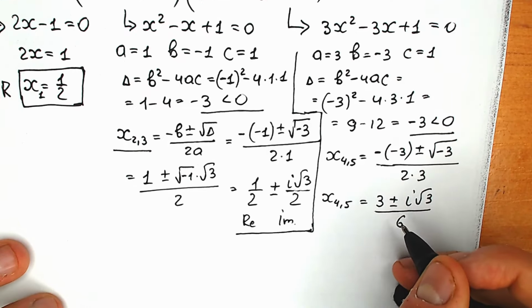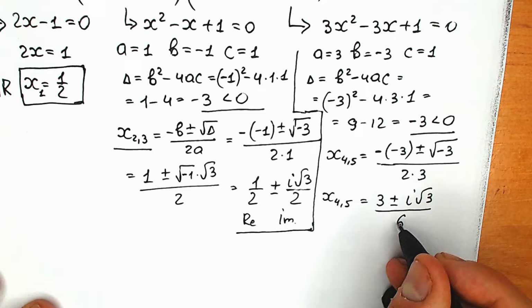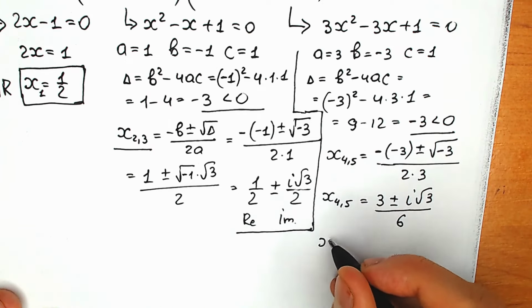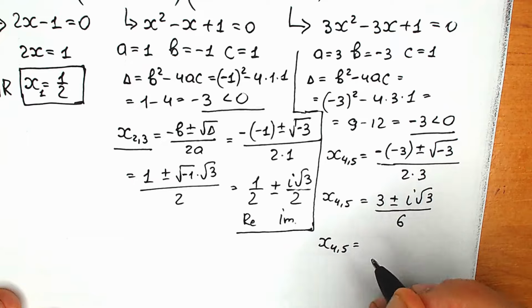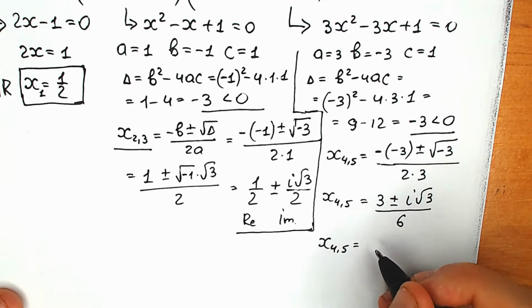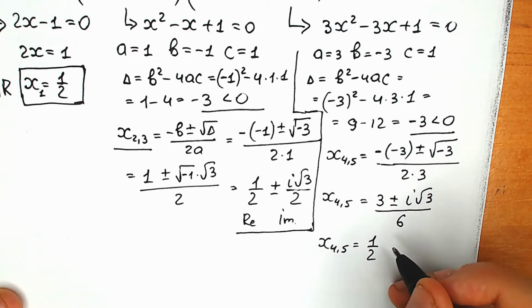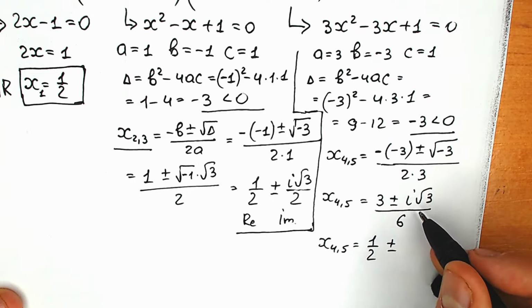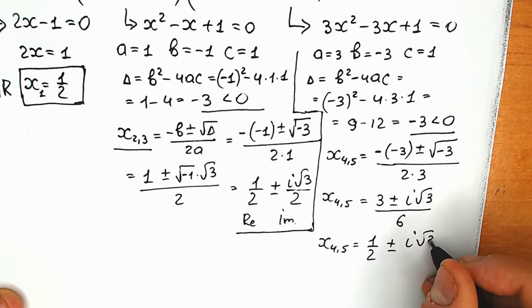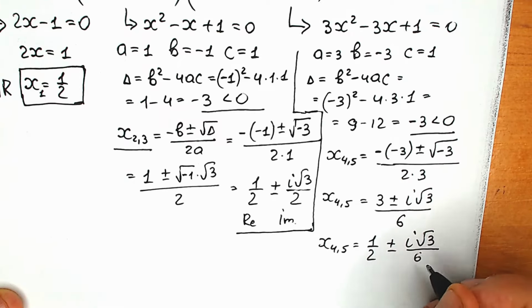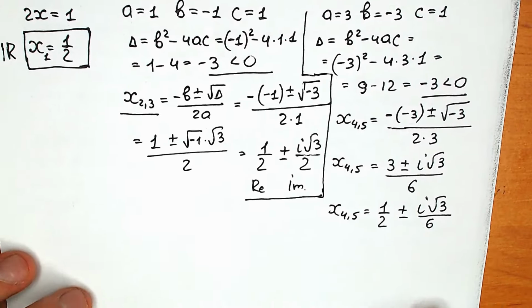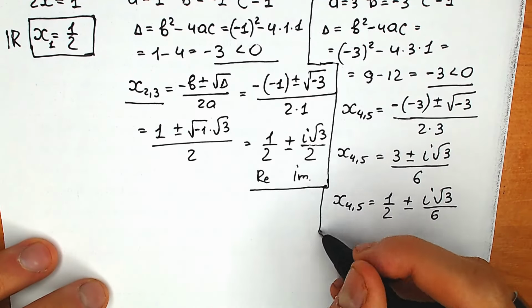And the final step, of course, this is up to you, but I prefer to split it by real part and imaginary part. So x fourth and fifth equal to 3 over 6, equal to 1/2, plus minus i square root of 3 over 6. Of course, right here we can do a really interesting trick, and I'm going to show you this trick right now. So let's split it like that.